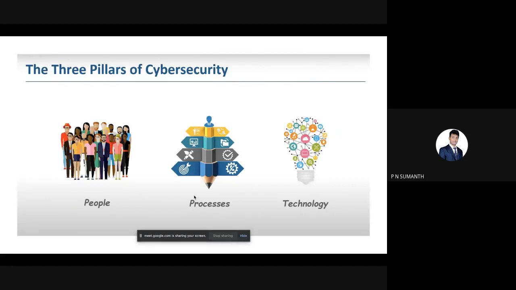And these three pillars of cybersecurity are people, processes, and technology. So people in the organization should be aware of what is happening and how things should be secure. In many organizations, people are solely responsible for hacking incidents, and most of the information is leaked by people only, the employees working there.